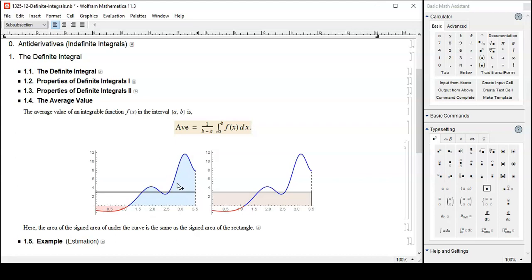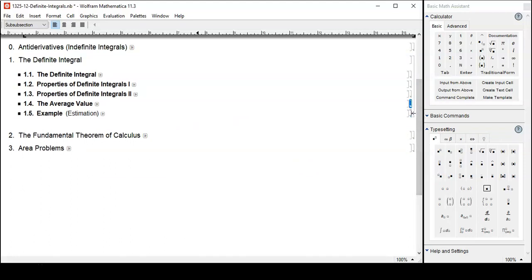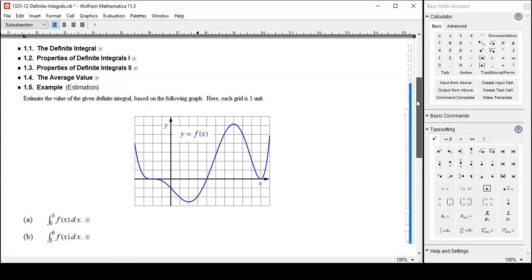Now, in terms of graphics, well, here we go. The signed area, as you can see from the first picture, is the same as the area of this rectangle given by the constant function. And that constant function is the average value, 1 over b minus a times the integral. Okay, I don't want to dwell on it too long. Average value is not a very important topic. And now let's go to an example problem. And let's do some estimations on definite integrals.